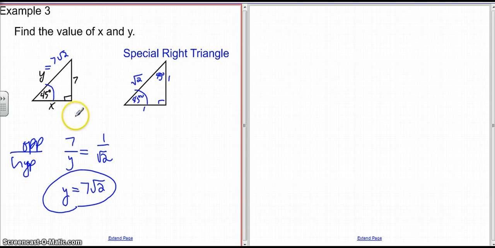Now x, I could do the same thing, but I really don't need to. It's a 45-45 right triangle. I know the legs have to be the same, so x would have to be equal to 7.